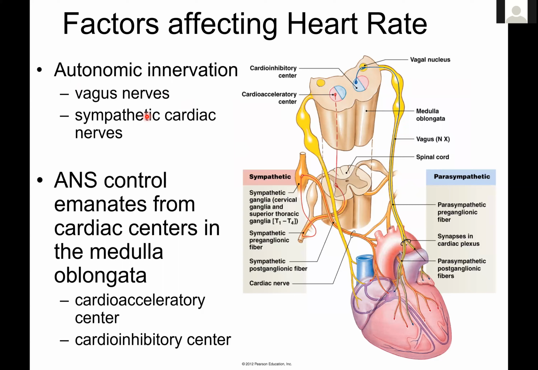So autonomic innervation via the vagus nerves and the sympathetic cardiac nerves control the rate at which the SA and AV nodes are allowed to depolarize. So they have their own intrinsic rates. That's what automaticity means. They spontaneously depolarize. But if you change the leakiness of those membranes, of those cells, you can speed up or slow down.